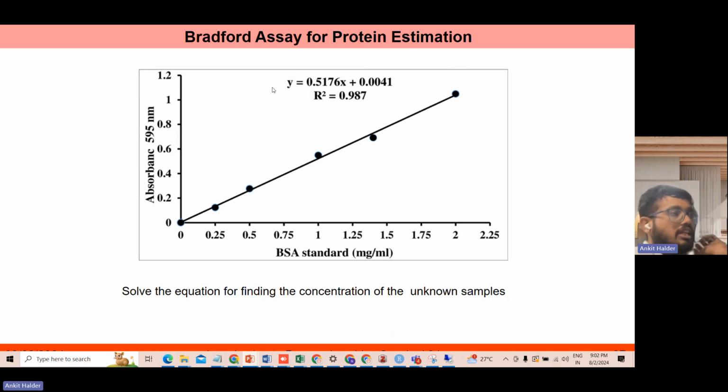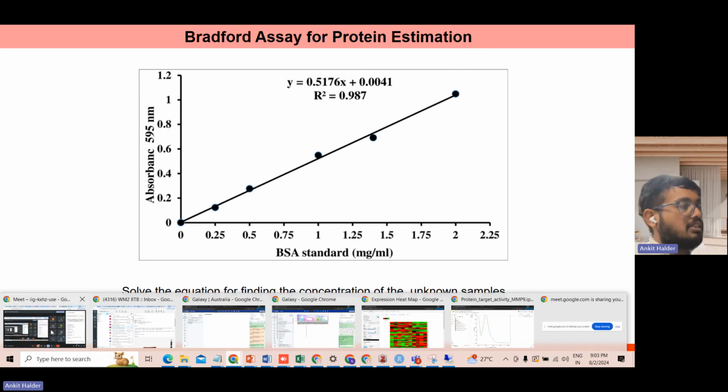By the equation, you will be putting the value of the observation, for example, if it is 0.7, you will be putting 0.7 here and solve the equation for x. So for given y, you will be solving the equation for unknown x to get the unknown concentration, right?